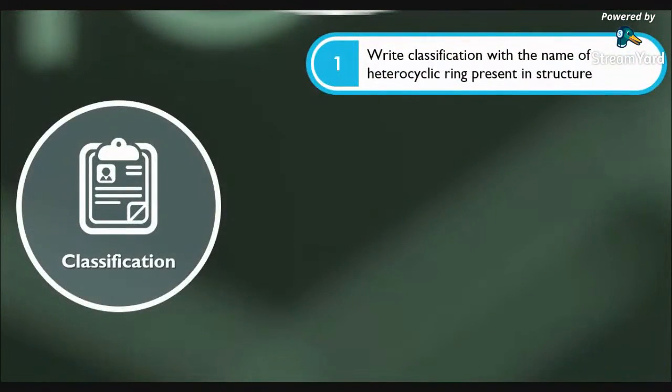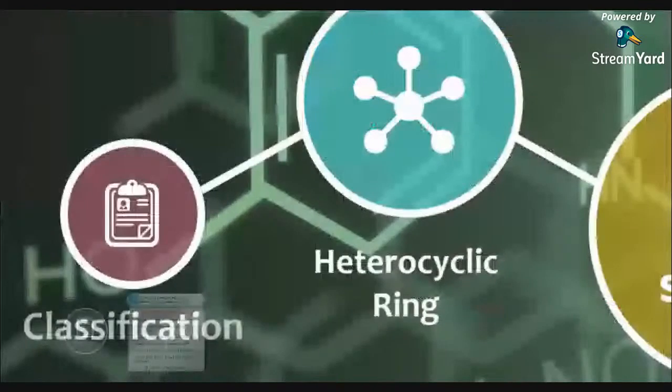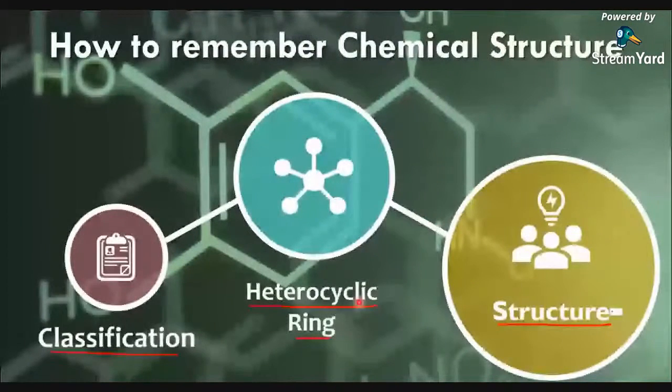So here, first you have to write down the classifications with the name of the heterocyclic ring present in the structures, like antiseptic and disinfectant. So proflavin has the asterisk marks in its structure, and acridine is the heterocyclic ring present in its structure. Then you have to follow step number 2, that is heterocyclic ring.